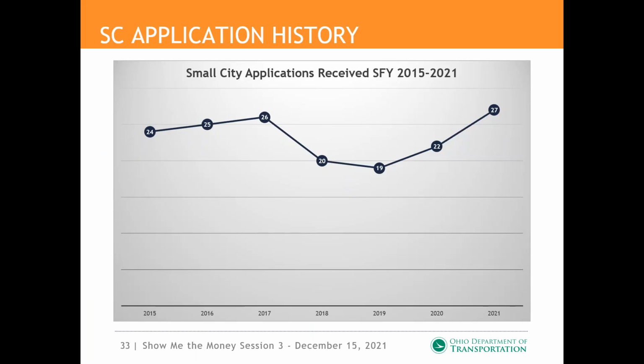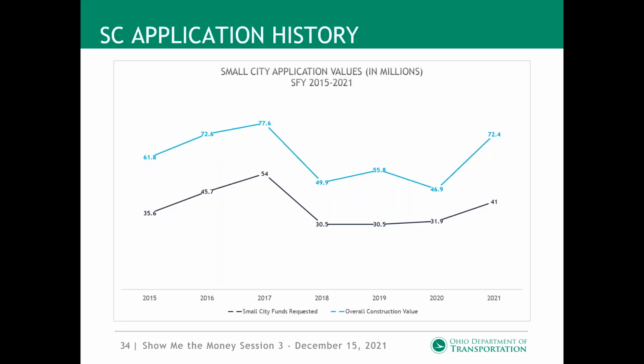So this program is highly competitive, but it is a really fun program, so please keep the applications coming. It is very interesting to see all of the proposed repairs or different project types that come in with this program across the state. So in 2021, we did receive 27 applications, and we requested about $41 million with a total overall construction value of $72 million. Again, we got about 4 times the amount of what our annual budget is.